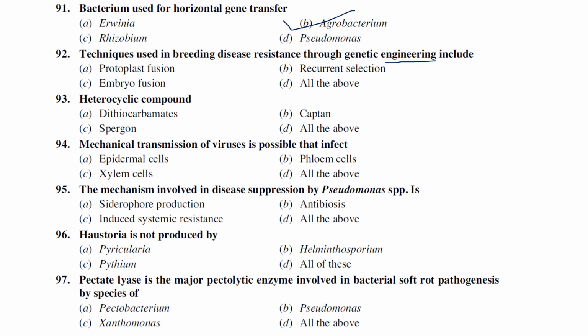Generally, protoplasmic fusion is more related to this question from the options given, and others can also be used, but compared to protoplasmic fusion... Heterocyclic: which of the following is a heterocyclic compound? Dithiocarbamates, captan, spergon, all the above. Generally, captan comes under this heterocyclic group of compounds.